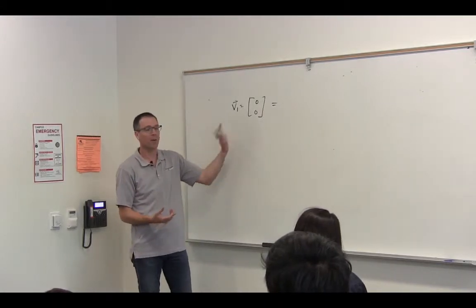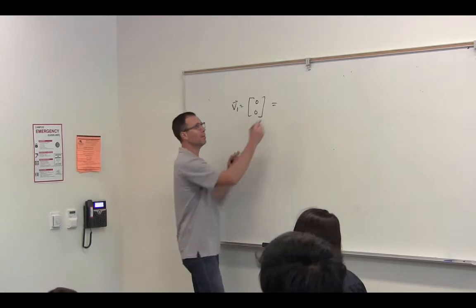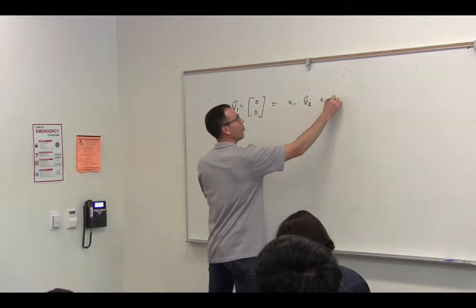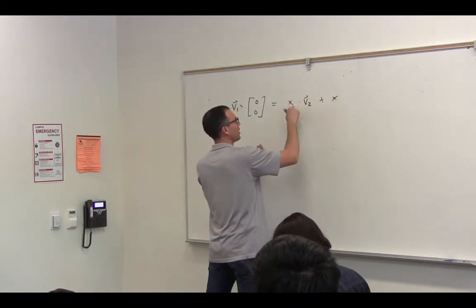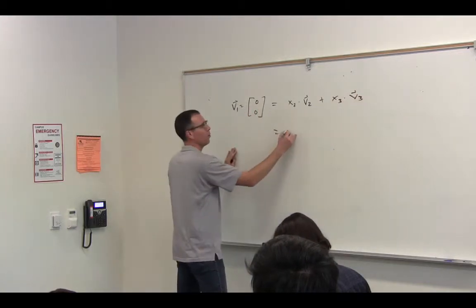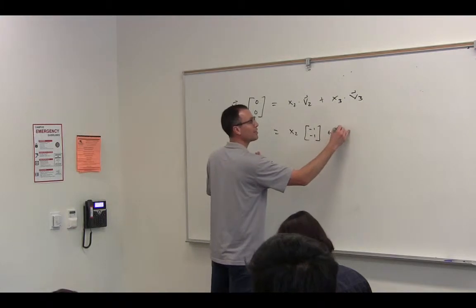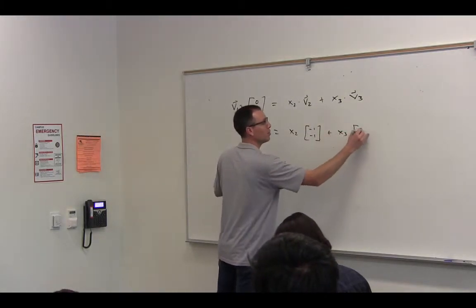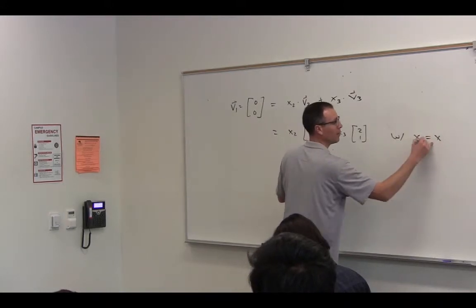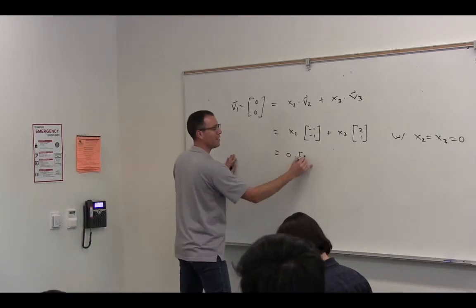Could you guess what linear combination of the other two vectors you might need to take to get the (0, 0) vector out? If I took x2 times v2 and x3 times v3, well, what would that be? (-1, -1) plus (2, 1). What's the claim? x2 and x3. What would I immediately see in that situation?